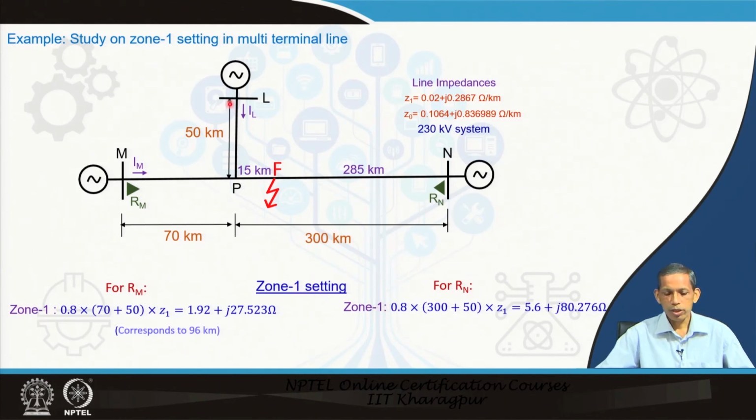Similarly, for the zone 1 setting for Rn, with this infeed for Rn, the zone 1 setting becomes 0.8 into 300 plus 50, minimum distance into the corresponding Z 1, that gives us 5.6 plus j 80.276 ohm.